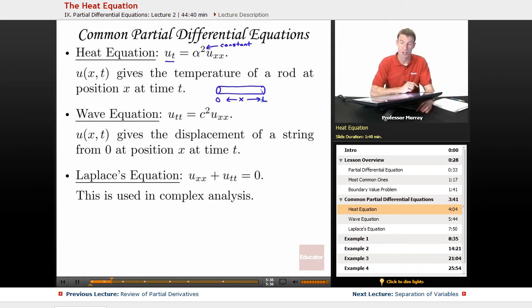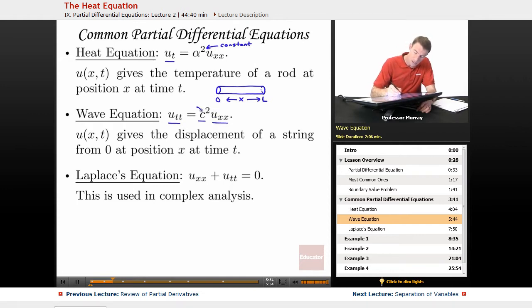So that's the heat equation, a very common partial differential equation, and that's the one we're actually going to study and solve in the next few lectures here. The wave equation is another very common one, and it looks very similar. u_tt is equal to c squared times u_xx, and again, the c is a constant.